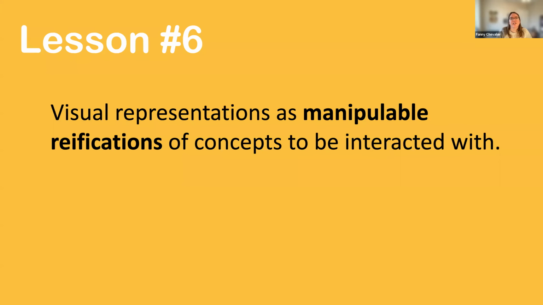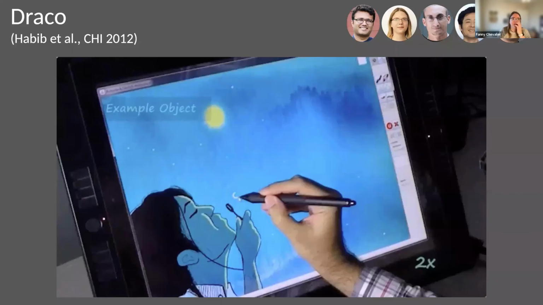So visual representations as manipulable reification of concepts to be interacted with was another example. But what's interesting here is that these reifications are part of the system. That is, they have been designed by the system designers. We design this map and calendar and the integration and so on, but the visual representations don't necessarily have to be designed in advance. The user can actually draw these reifications too, and that's my last example before I conclude.